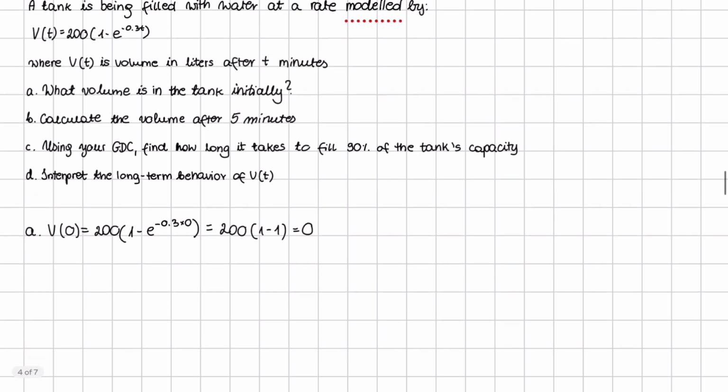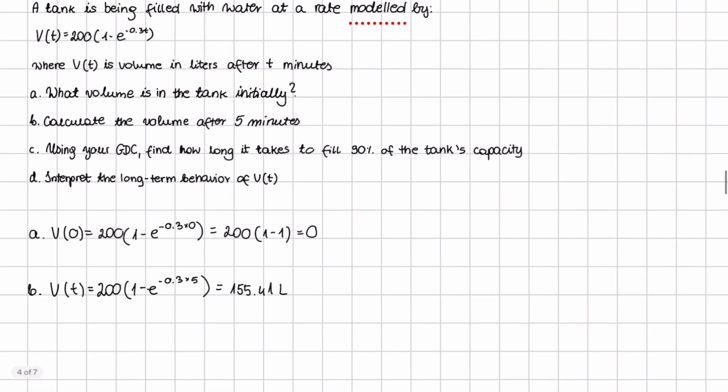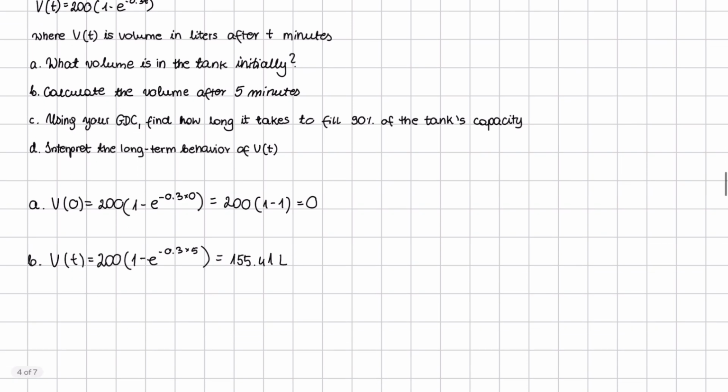And in B we have to calculate the volume after 5 minutes, so we have to substitute 5 into t. So the answer is 155.41 liters. C. Using your GDC, find how long it takes to fill 90% of the tank's capacity.